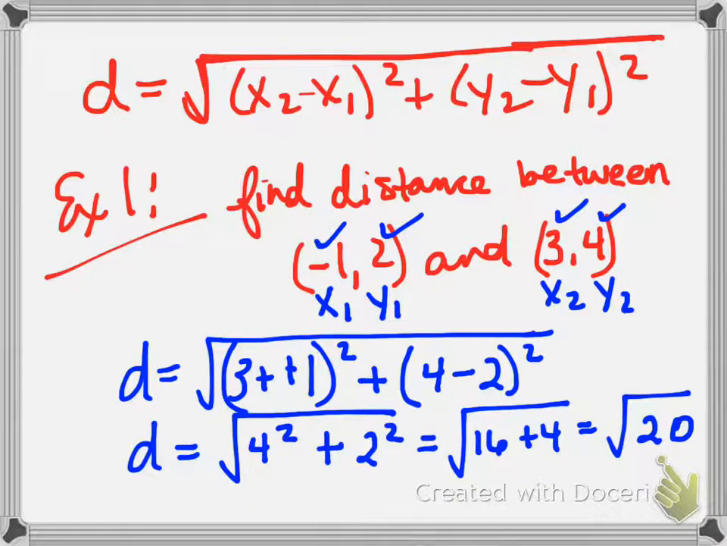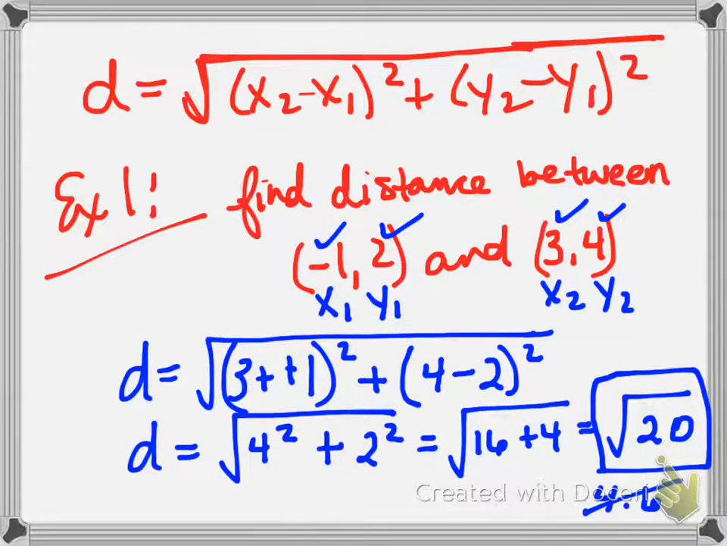So the distance between negative 1, 2 and 3, 4 is the square root of 20, which is, I think, approximately about 4.6 or so. You don't have to write the decimal part, so it's just letting you know.